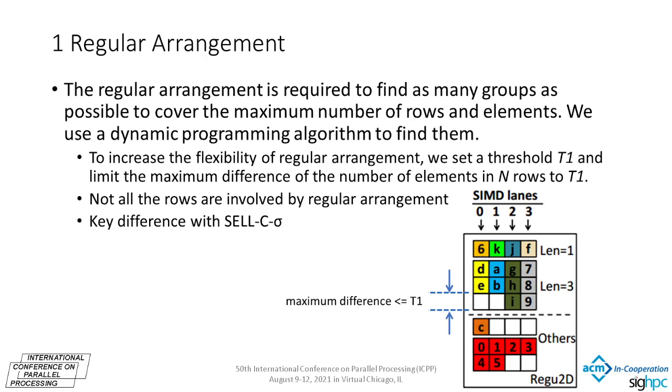To increase the flexibility of regular arrangement, we set a threshold T1 and limit the maximum difference of the number of elements in n rows to T1, as the figure shows. That's to say, not all the rows are involved in regular arrangement. This is the key difference with SELL-C-sigma.